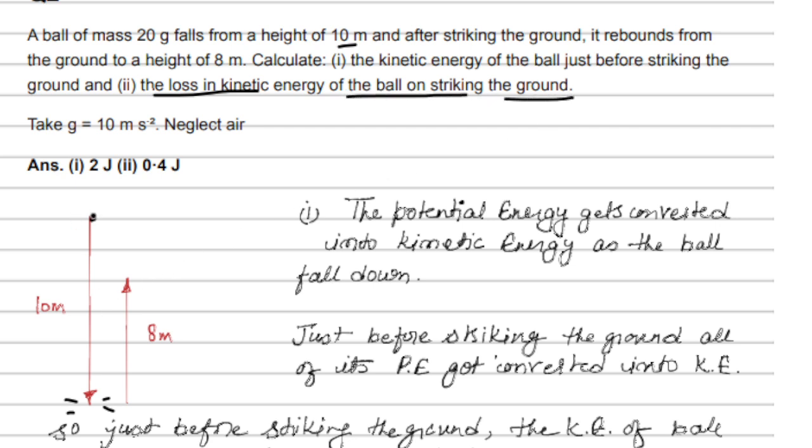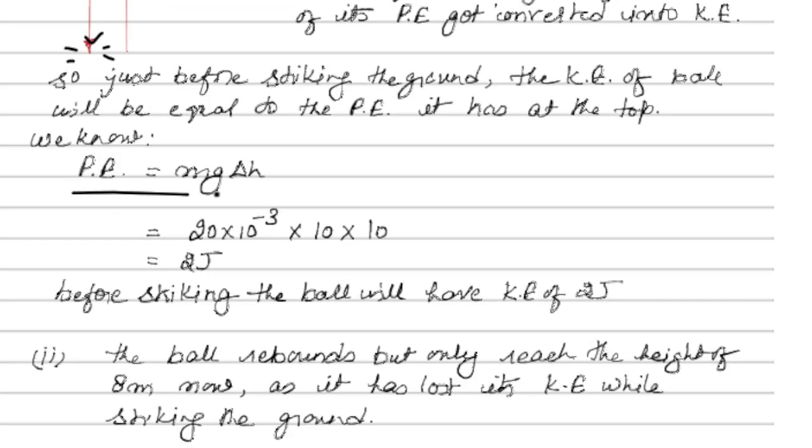So we can calculate the potential energy we initially had here. That was mg delta h. The same potential energy will be there just before striking. Just before striking, the total energy will be converted into kinetic energy. So we can calculate it by this formula, mg delta h, and it was 2 joules of energy before striking. This was the kinetic energy.